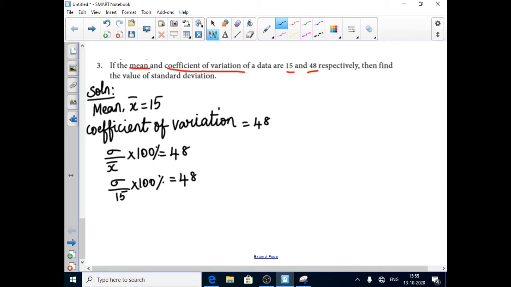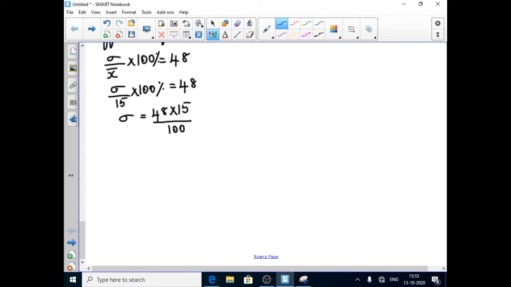Here we want to find the sigma value. So keeping sigma alone, you bring the remaining terms to the left hand side. 48 into 15 by 100, that is 720 by 100. Cancel one 0, that is 7.2. Sigma equal to 7.2.